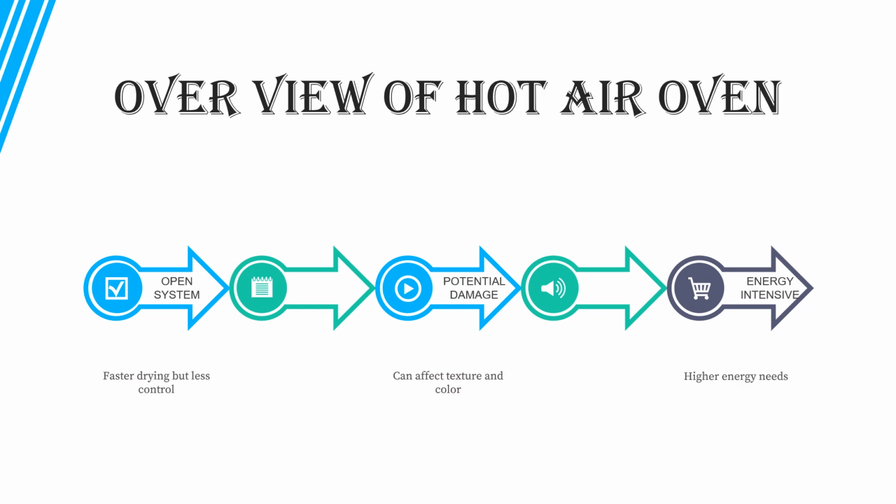Now let's see the overview of hot air oven. So it is an open system where the drying takes place faster, but there is less control in it. And there is a potential damage which can affect the texture and color of the product. And it is also energy intensive. It needs higher energy. But in cabinet, everything is totally quite opposite to oven. The system is closed and there is no potential damage that is being caused to the product, and it is energy efficient.